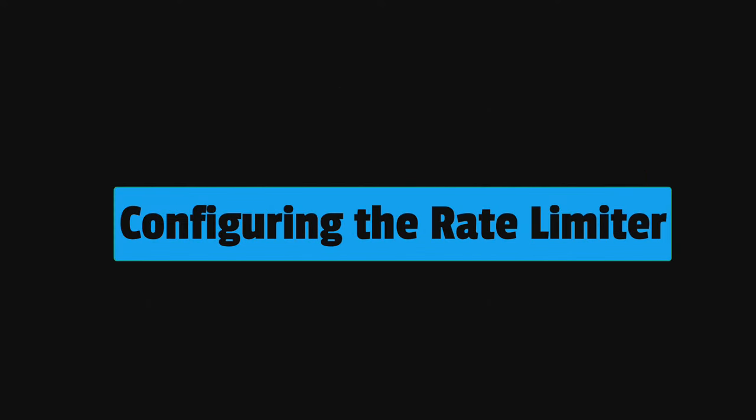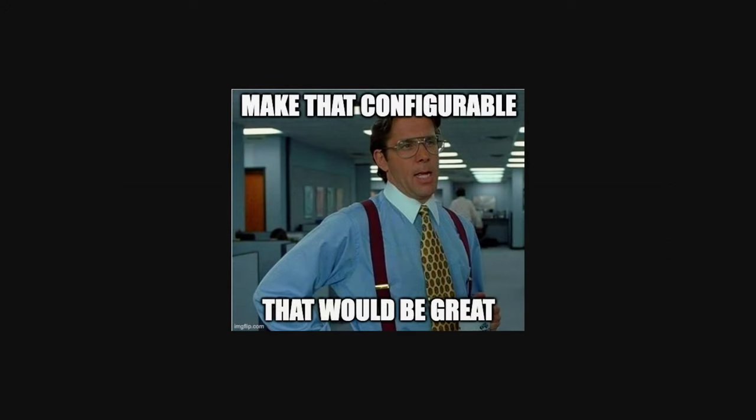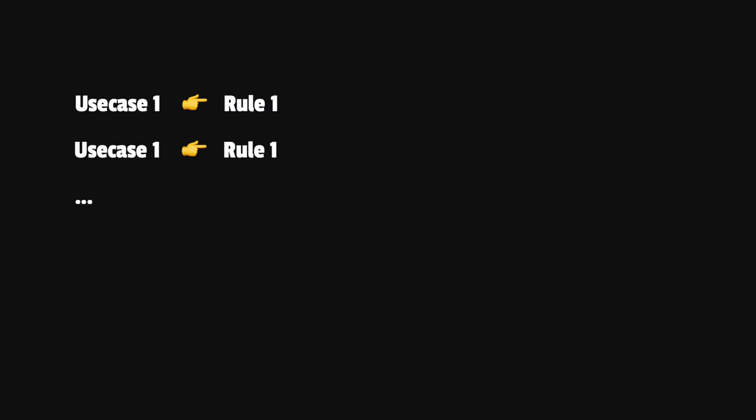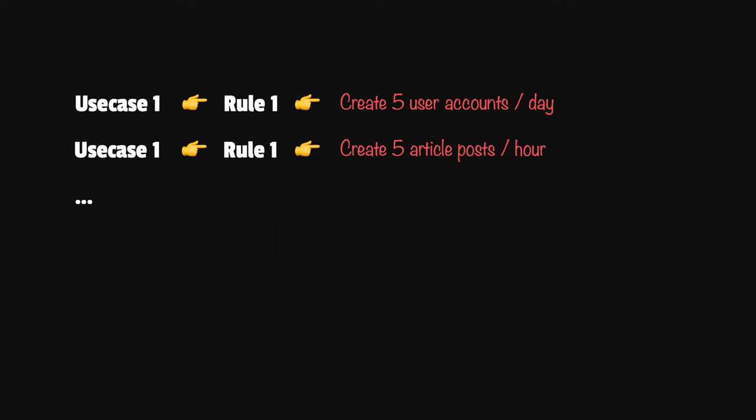Now, it would be great if the system would allow us to configure different rate limiting rules for different use cases. For example, one rule might be to limit the number of accounts a user can create to 5 per day. Then, with another rule, we might limit a user to create no more than 5 posts per hour.